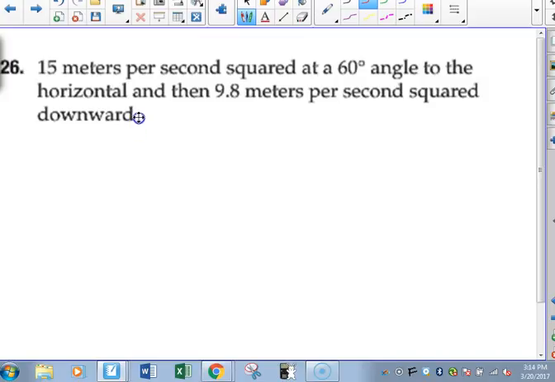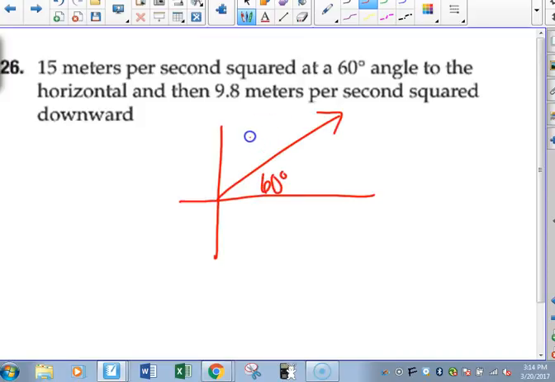All right, I'm going to do 26. It says you have 15 meters per second squared. That's an acceleration. Is that right? I think that's an acceleration at a 60-degree angle to the horizon. So something is at a 60-degree angle here, and it's 15 meters per second squared. To break that into components, do I need to change the angle? Nope. So I just do 15 cosine of 60, 15 sine of 60.